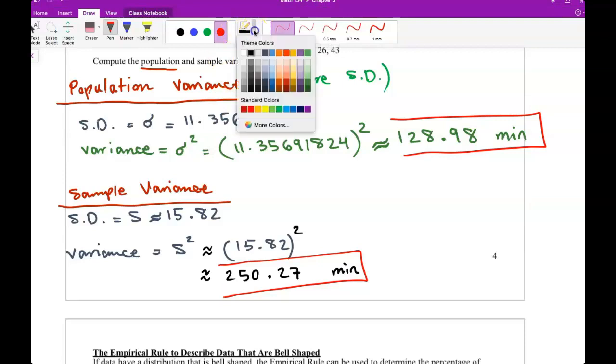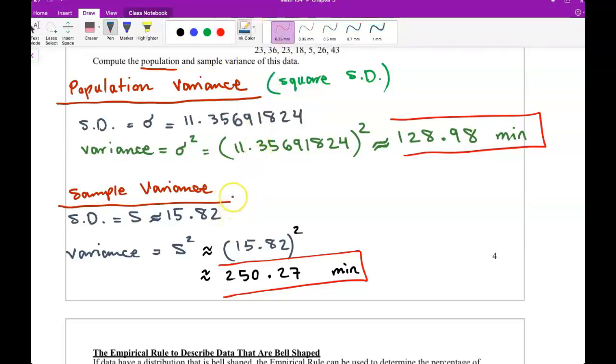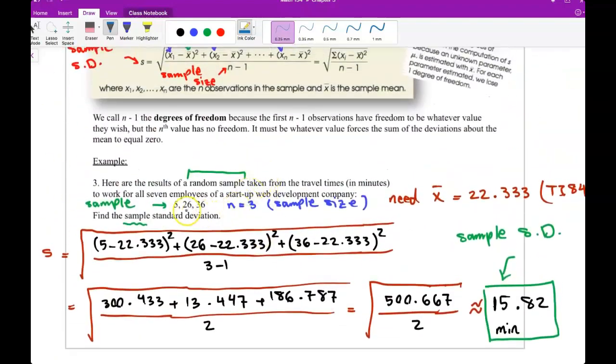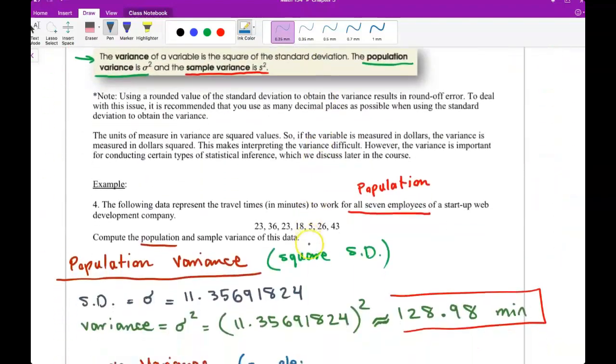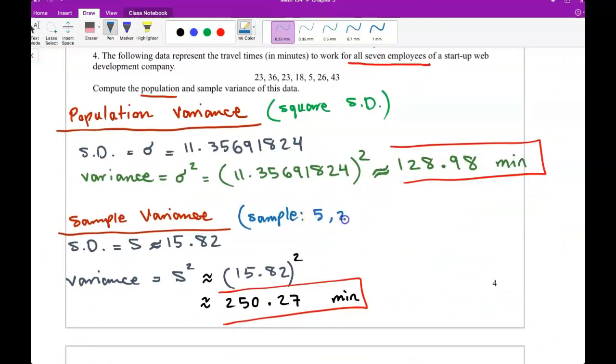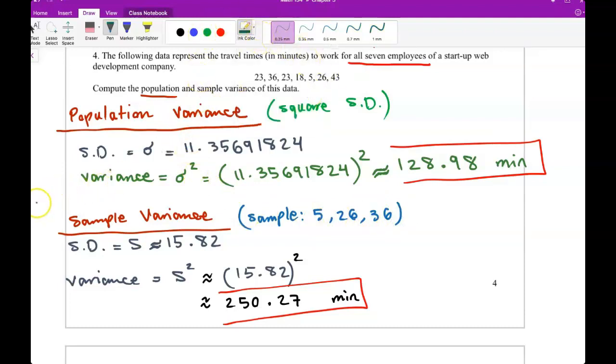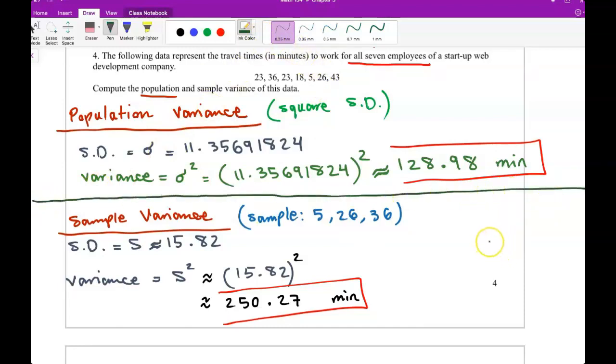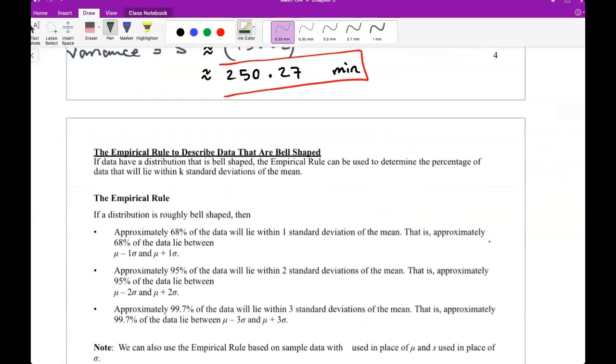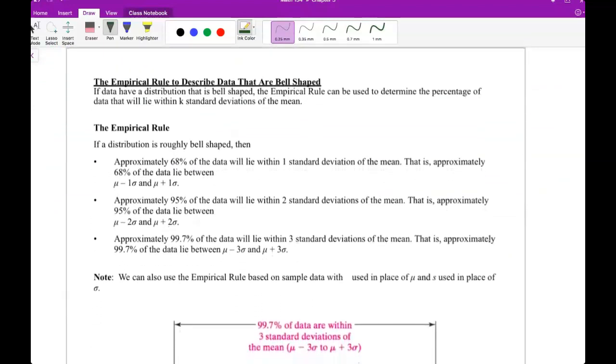So let's add what numbers are used here, because you may say later, okay, where is the example? So the example was from the previous example: 5, 26, 36. Next page.